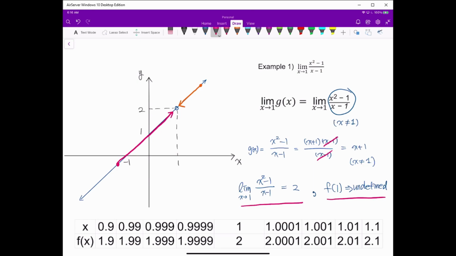The key thing to remember from this video is that the left and right limit values must be the same for the limit to be defined.